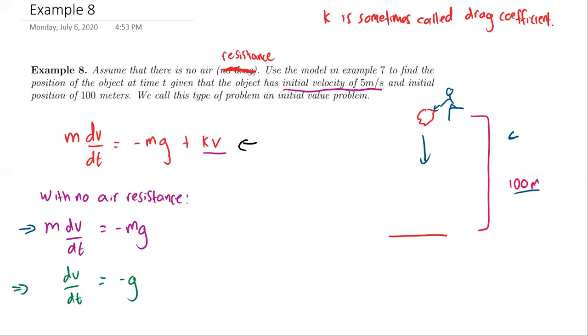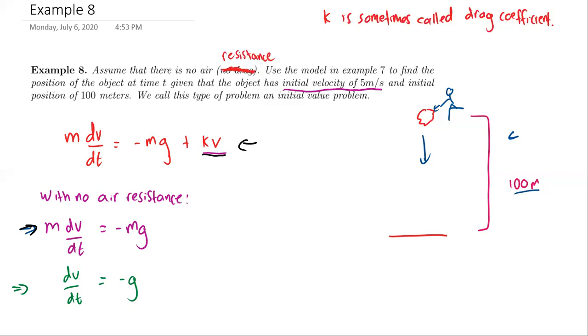Now, in this particular example, we said that we wanted to look specifically at the case when there's no air resistance. If you remember, this is the force that came from air resistance. So if there's no air resistance, we basically set that equal to 0. So that simplified our model a little bit. Got rid of that extra term.